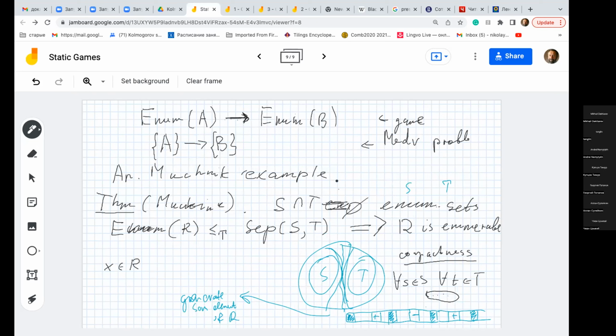So we define a separator as a string in a Cantor space. A sequence, an infinite sequence, yeah.